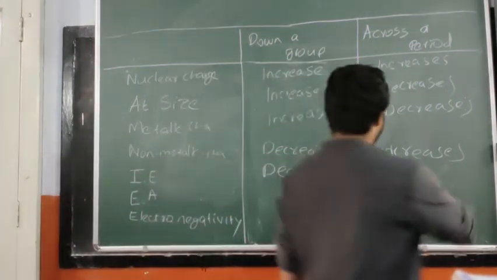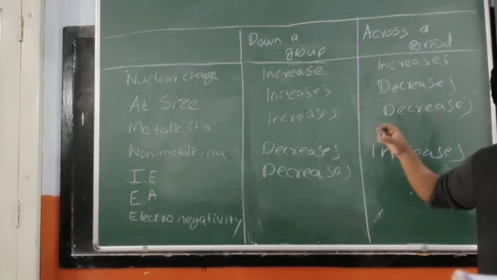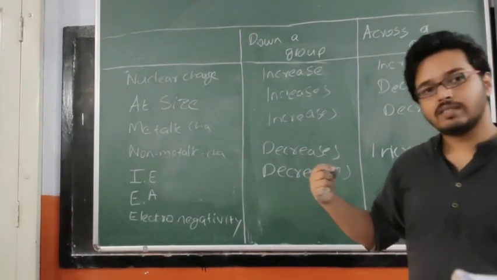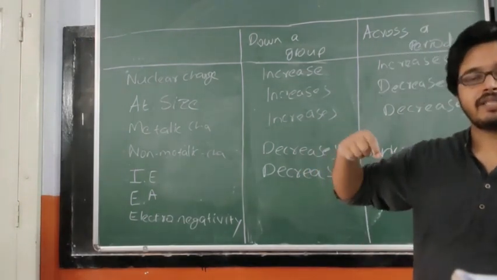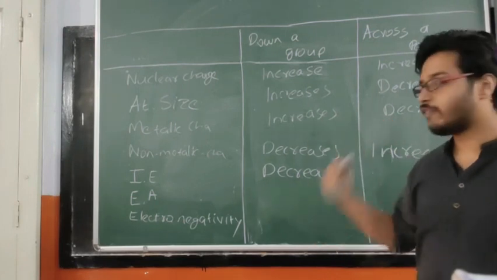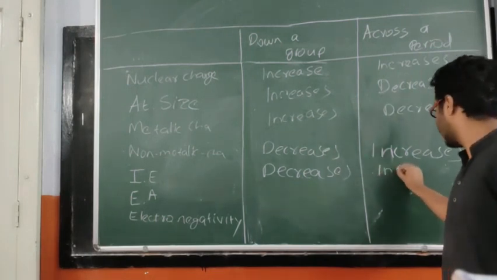When we are moving across a period, atomic size decreases. In other words, it will be hard to remove the electrons, or we are supposed to give a high amount of energy to remove the electrons from the outermost shell. So here ionization energy increases.